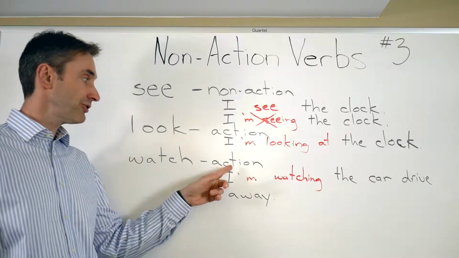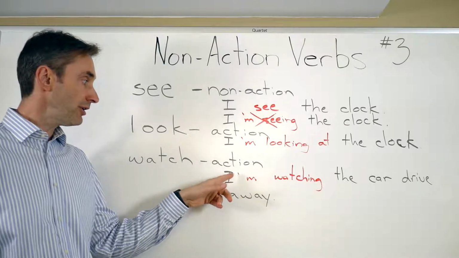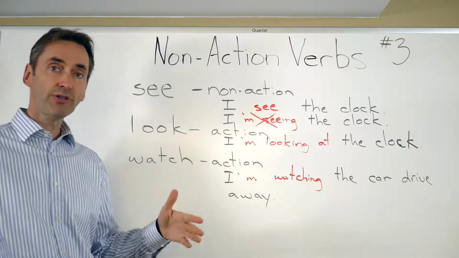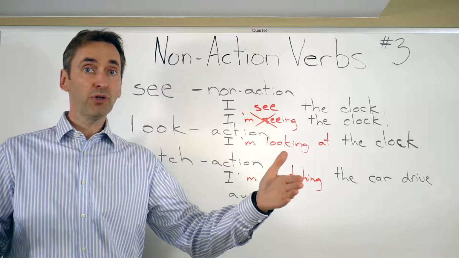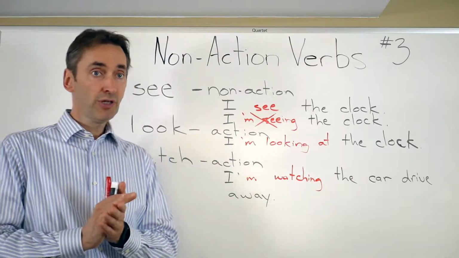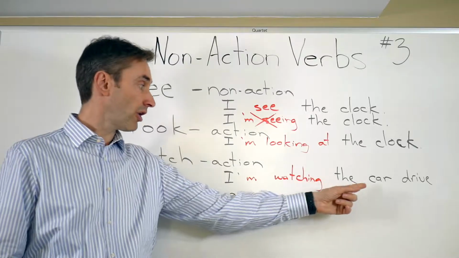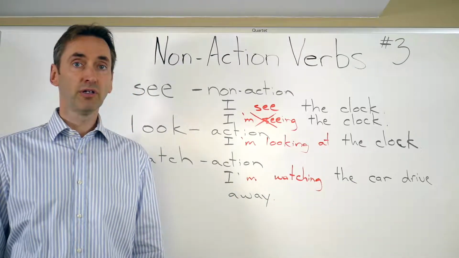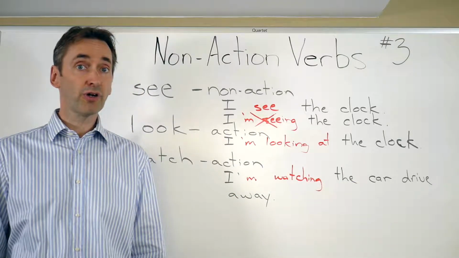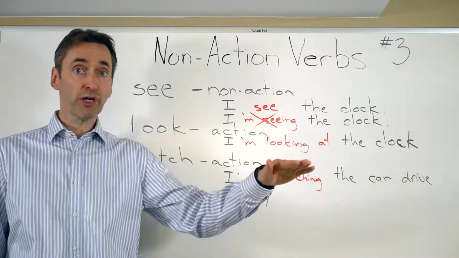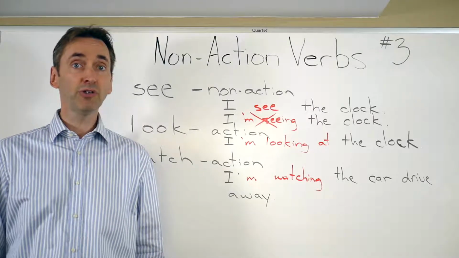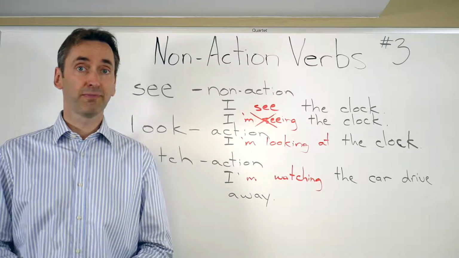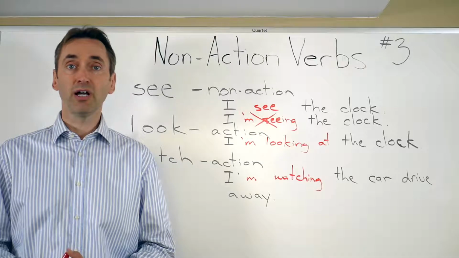Watch. Watch is also an action verb. The difference between watch and look is that watch is to concentrate on seeing something for a longer period of time. Look is a shorter period of time. So I'm watching the car drive away. Perhaps I want to see where the car is going, so I'm watching the driver drive out, pull up, and go down the street. Maybe I want to see where he's going. So I watch for a longer period of time. In that case, we say watching.